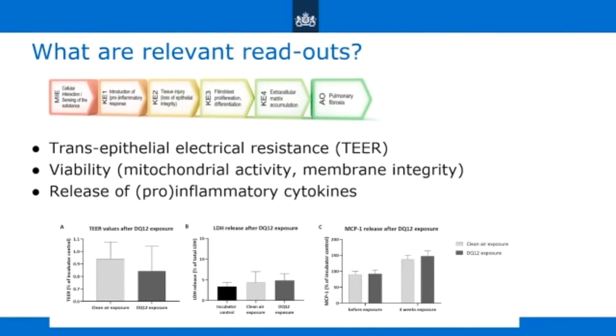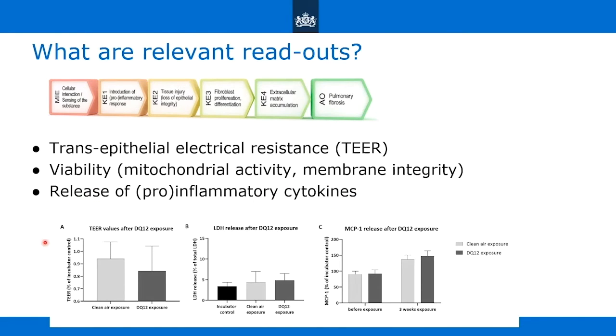And what's then a relevant readout to measure? This morning, Sabina presented about the adverse outcome pathways. Here I show the AOP leading to pulmonary fibrosis, as for some nanomaterials, it's known that they can induce pulmonary fibrosis in animals. In the lung models, usually transepithelial electrical resistance is measured, the viability is monitored, and the release of inflammatory cytokines is measured, as this fits into the AOP leading to pulmonary fibrosis.